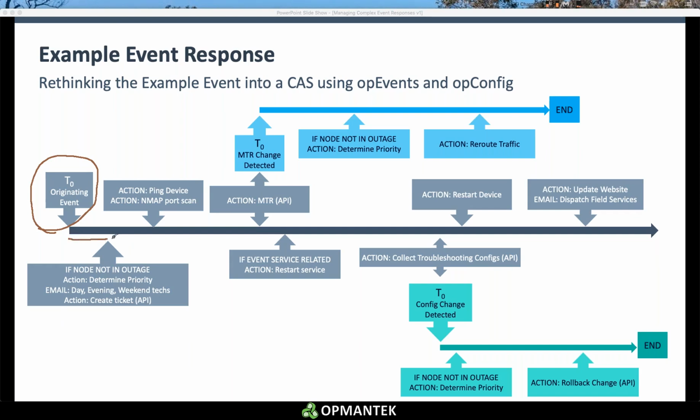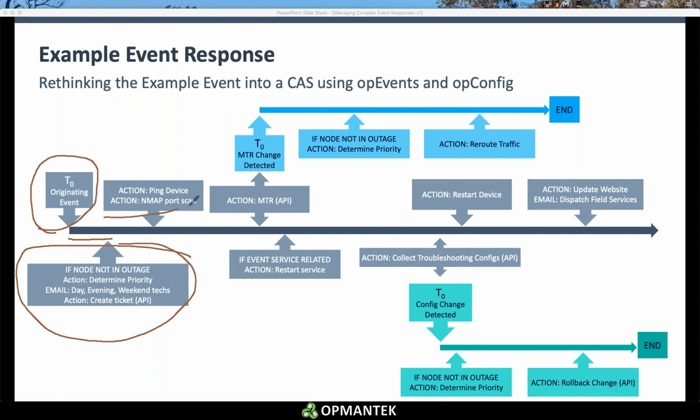As time begins advancing, we get to our first check, and the system says, well, if the device in question is not currently in outage, so if it's not marked in outage, not in maintenance, not being worked on, then run an action to determine the priority of the event, create an email to the technicians, and create a ticket using the API. So we've automated these steps, and these can all actually happen at any time along this timeline. It could actually happen at the moment of the origination of the event. You might wait 5 minutes until the next polling cycle, etc.